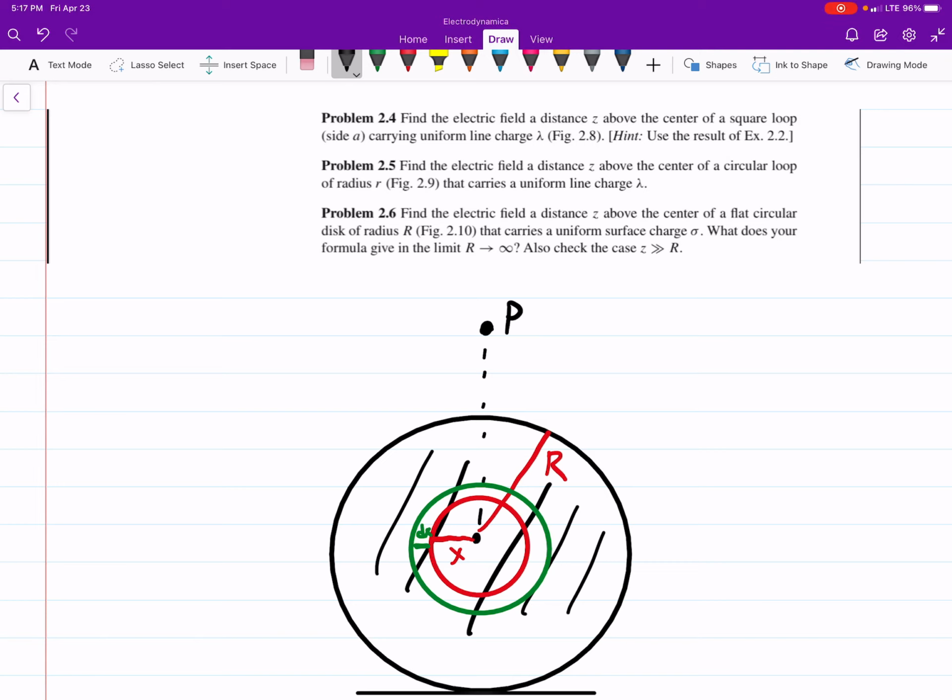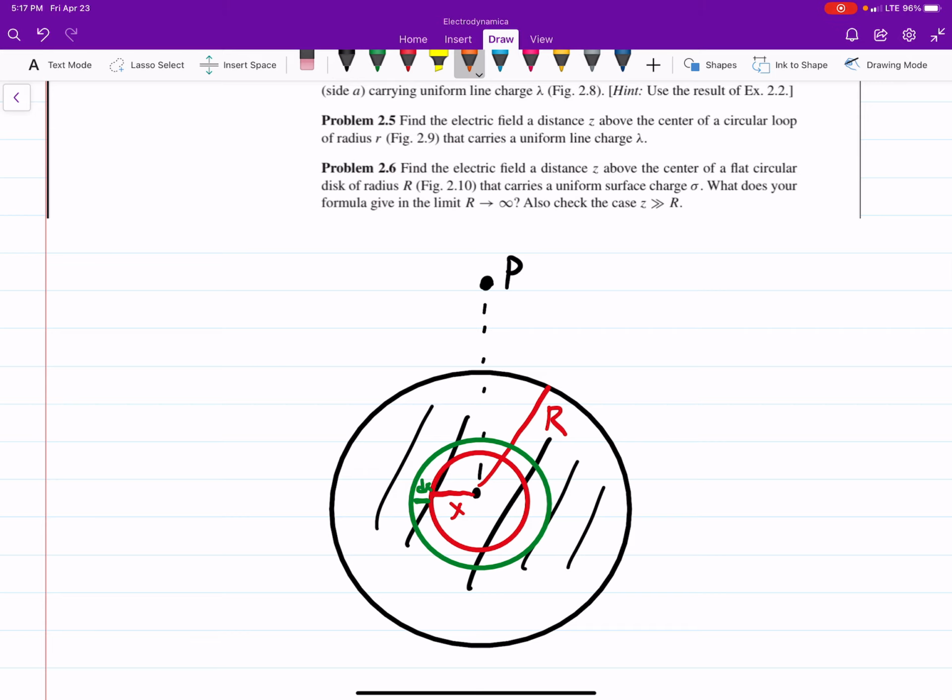Okay, so this is problem 2.6. Problem 2.6 wants us to find the electric field a distance z above the center of a flat circular disk of radius R that carries uniform surface charge sigma. So you may say this is pretty much the same thing as the last problem we did, but there's a difference, and that's the fact that we have surface charge sigma.